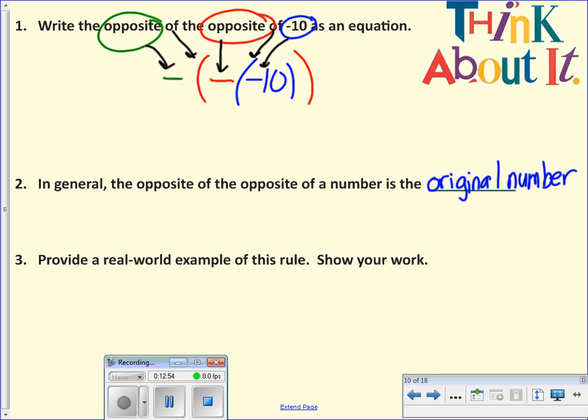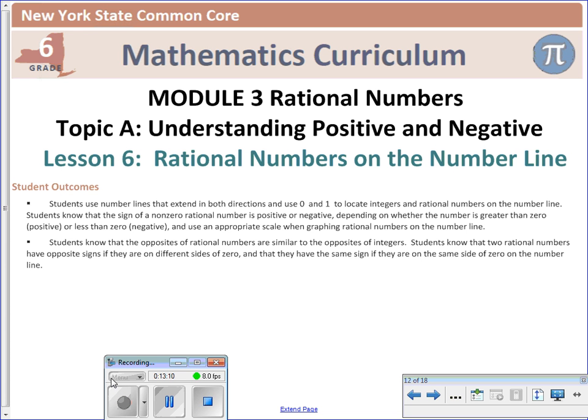Okay, good. At this point, let's turn. Your homework is the problem set for lesson 5. The problem set for lesson 5 is your homework. Now let's turn to lesson 6 and start that. Okay, rational numbers on the number line. Now in the green vocabulary package, you can highlight the definition of opposite of an opposite. That's the lesson 5. But we already highlighted the definition of rational numbers.